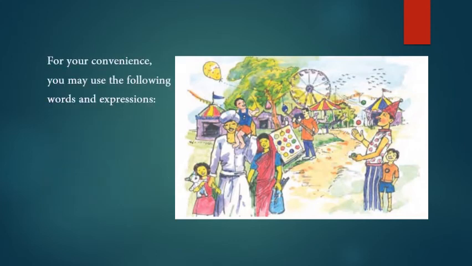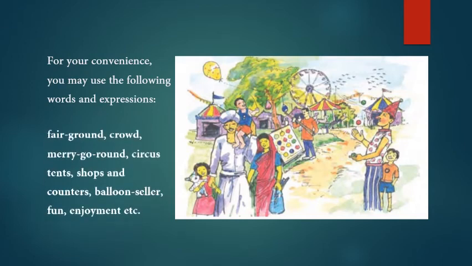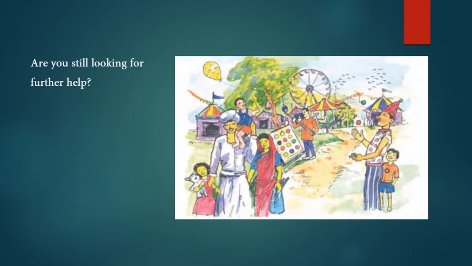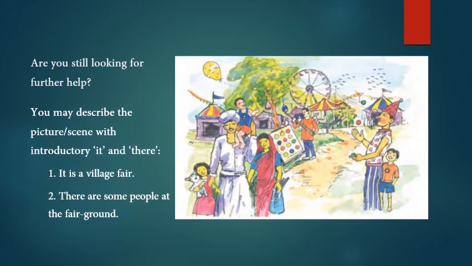For your convenience, you may use the following words and expressions: fairground, crowd, merry-go-round, circus tents, shops and counters, balloon seller, fun, enjoyment, etc. Are you still looking for further help? You may describe the picture with introductory it and there. It is a village fair. There are some people at the fairground.